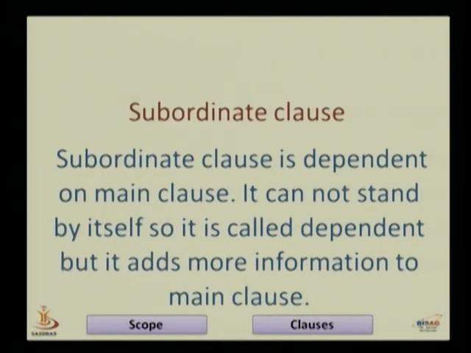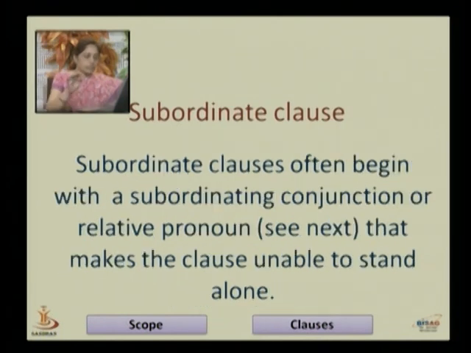Then comes subordinate clause. Subordinate clause is dependent on main clause. It cannot stand by itself, so it is called dependent clause. But it adds more information to main clause. Subordinate clauses often begin with a subordinating conjunction or relative pronoun that makes the clause unable to stand alone. Due to the subordinating conjunction, that clause cannot give the meaning completely. With the help of main clause, they can give us complete sense.